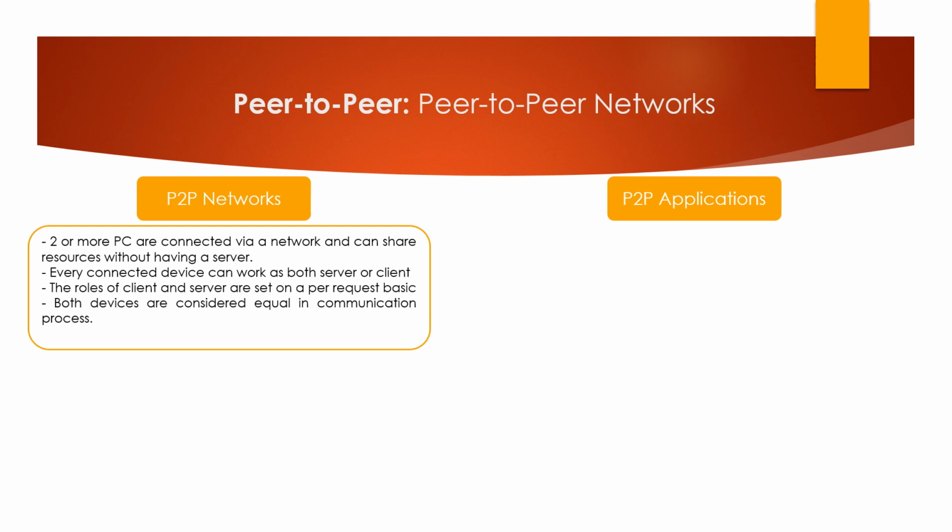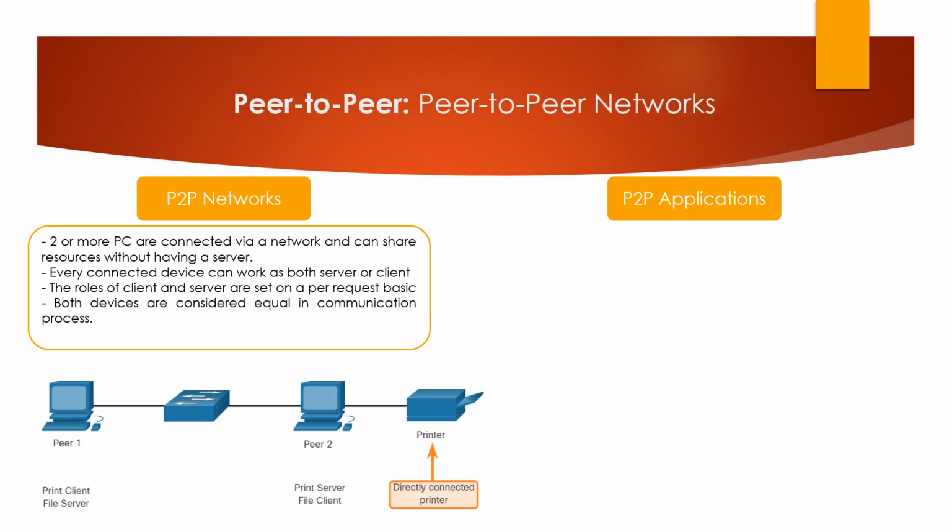In peer-to-peer exchange, both devices are considered equal in the communication process. Peer 1, here in the figure, has files that are shared with peer 2 and can access the shared printer that is directly connected to peer 2 to print files. Peer 2 is sharing the directly connected printer with peer 1 while accessing the shared files on peer 1, as it is shown here in this figure.